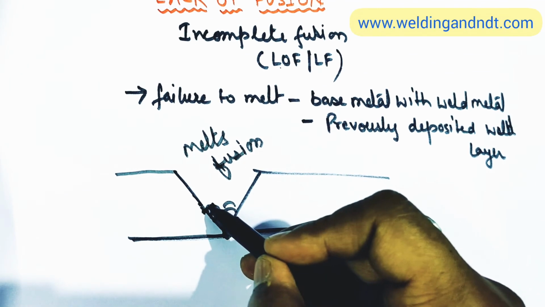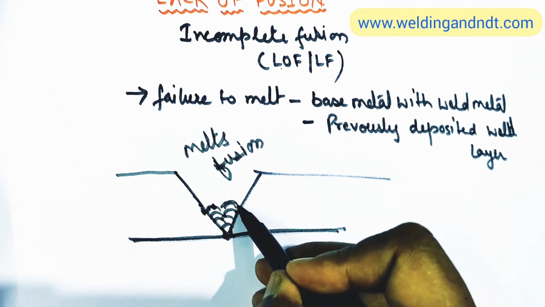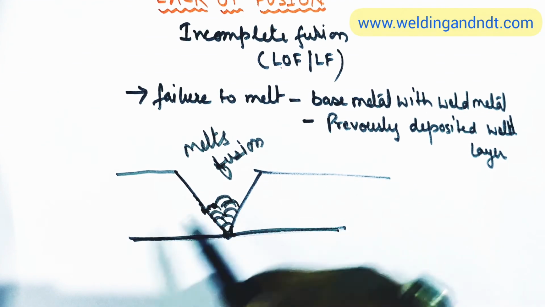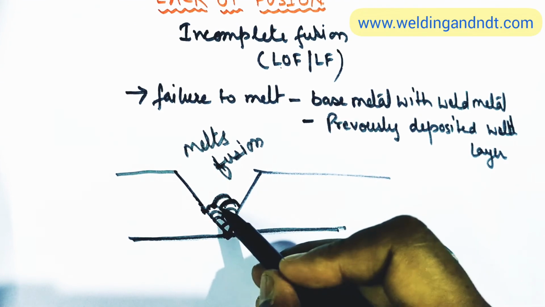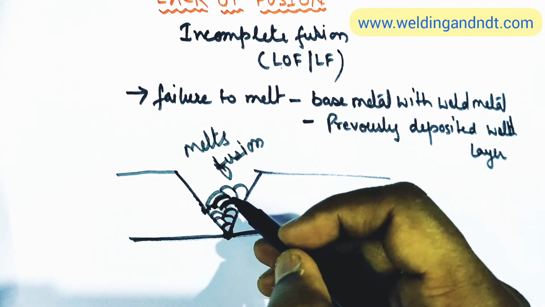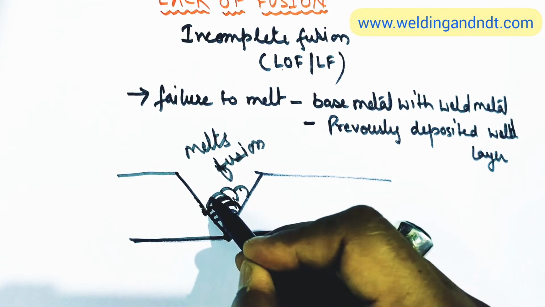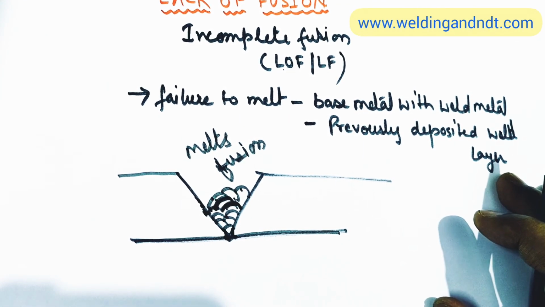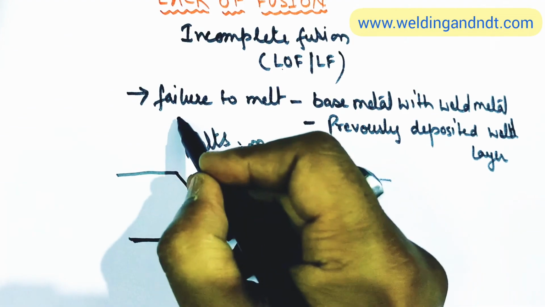So if there is no melting of base metal with the weld metal, or one layer of welding with the second layer, in both cases, if the base metal doesn't get melted with the weld metal, or one layer of weld doesn't get melted with the other layer. See here I am having one layer, here second layer, then a third layer, fourth, like this. So if there is lack of melting between the successive layers, or between the base metal and weld metal, then we will get lack of fusion due to the failure of melting.